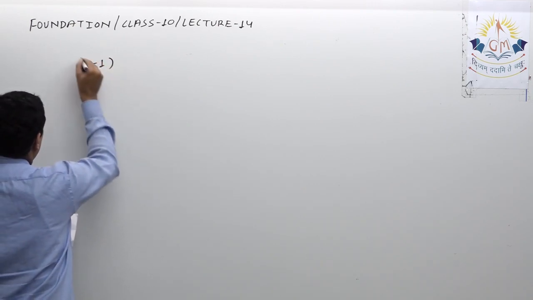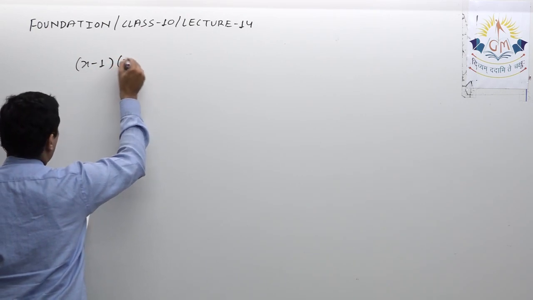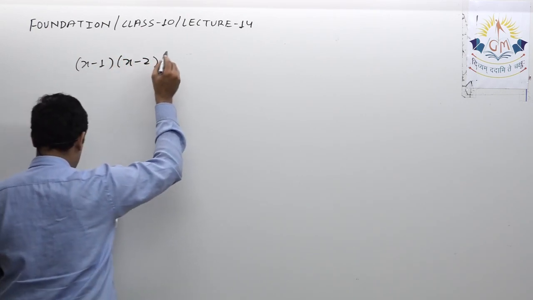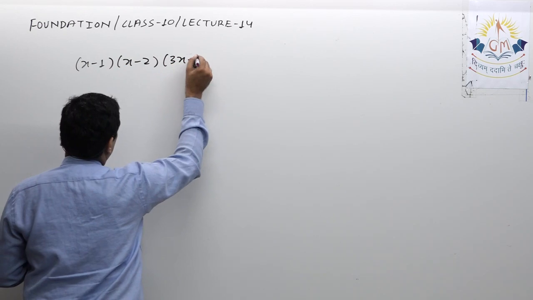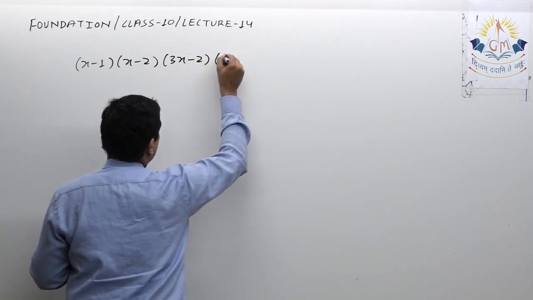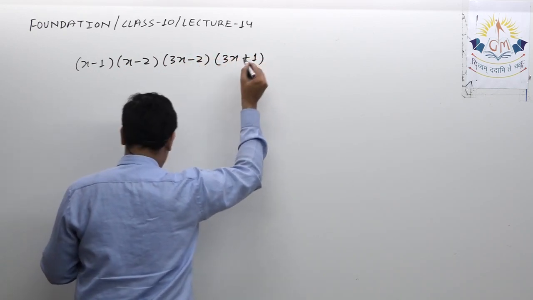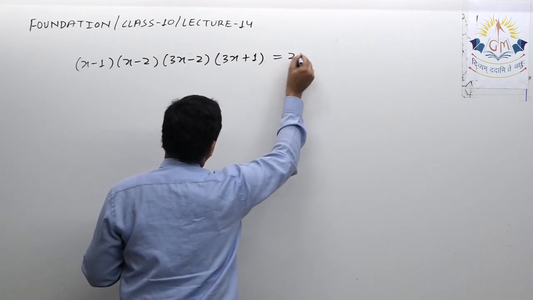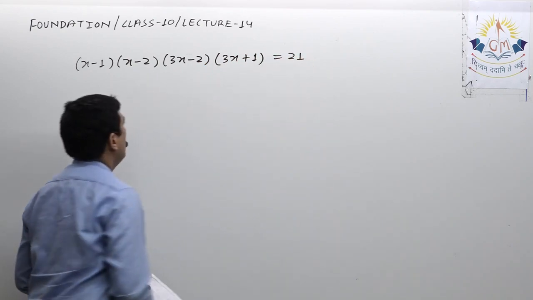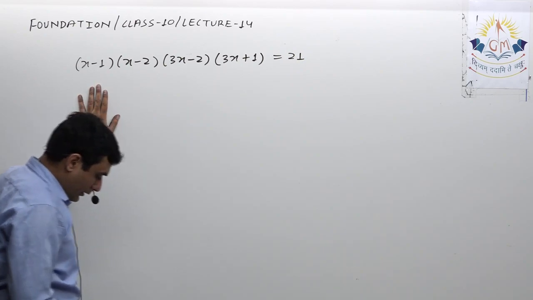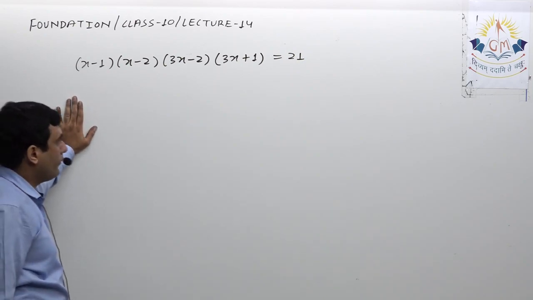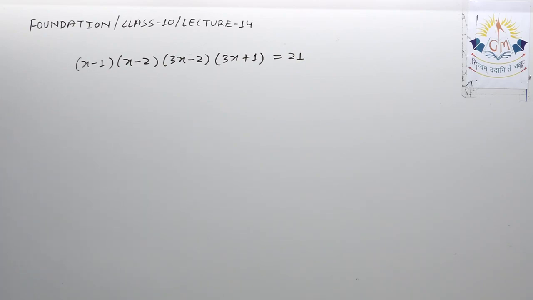(x - 1)(x - 2)(3x - 2)(3x + 1) = 21. We solved one question of a similar type, so think for a while and proceed, then I will give you its solution.